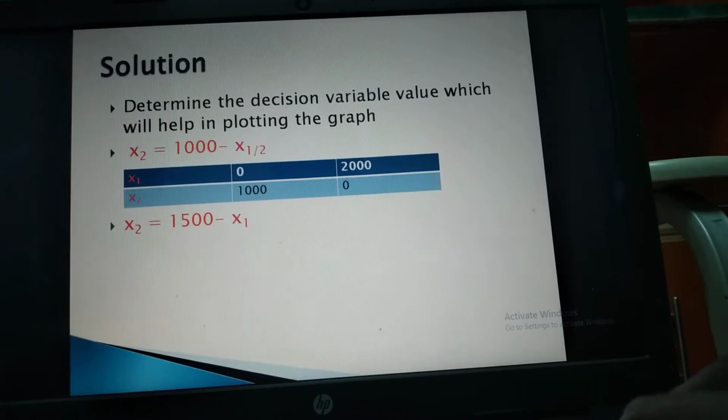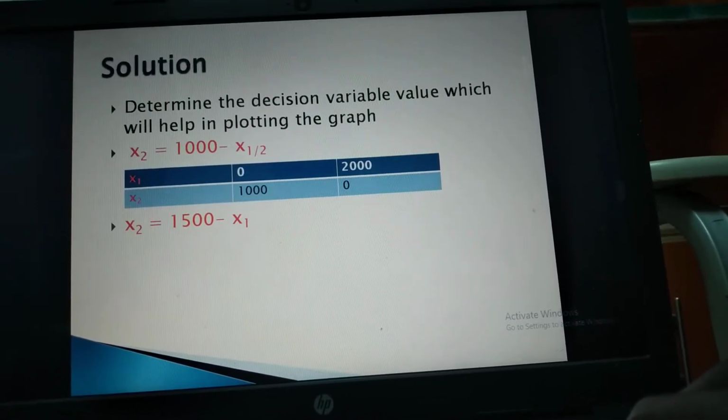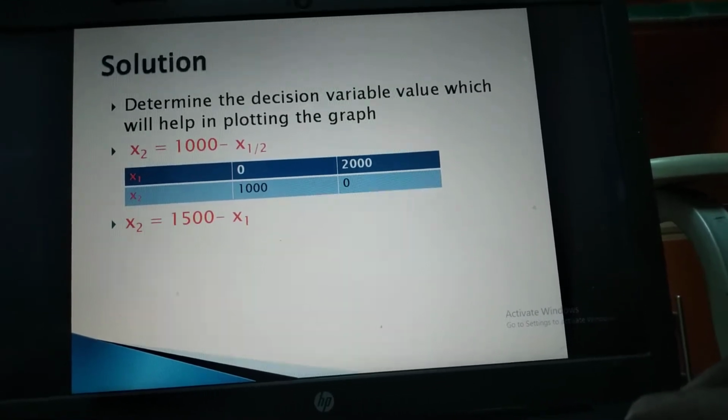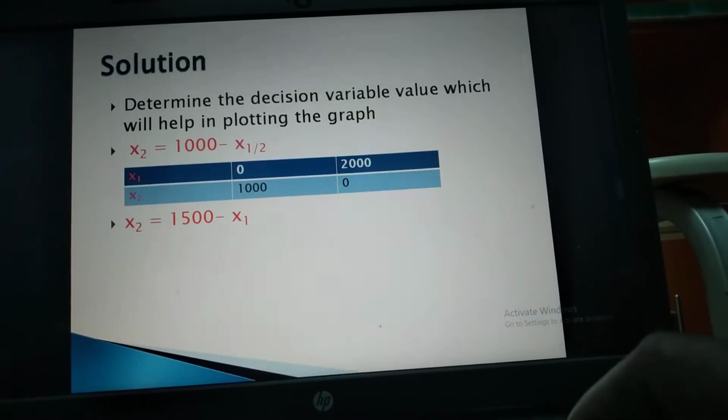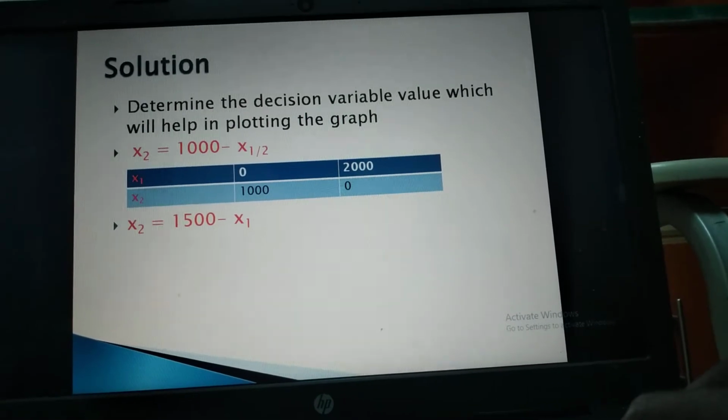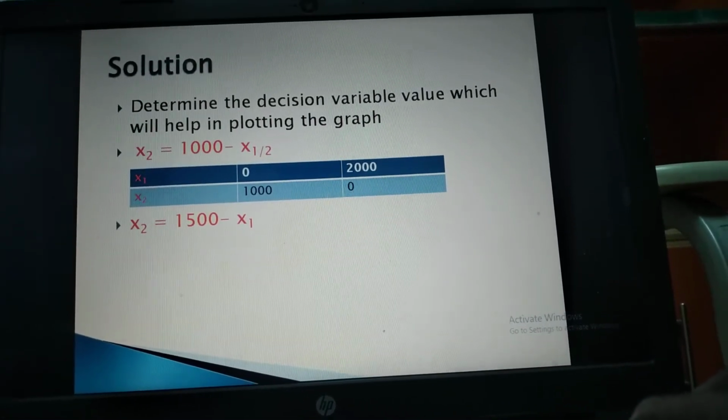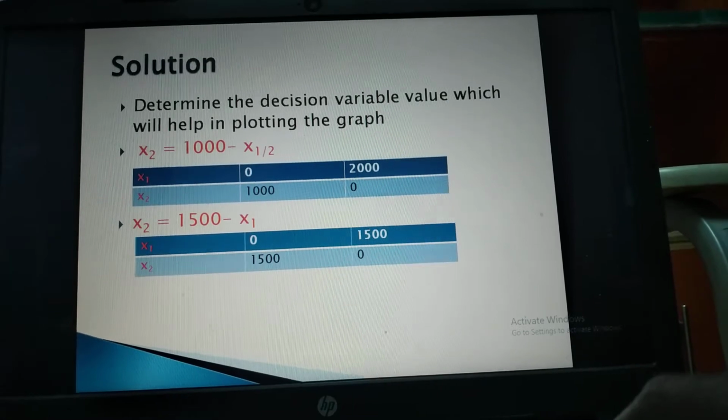Now this is how we can do that. Let x1 be 0. So what is x2? It will be 1000. Let x2 be 0. What is x1? It will be 2000. And this equation, we need to plot it in the graph. I'll show you at a later stage how to do that.